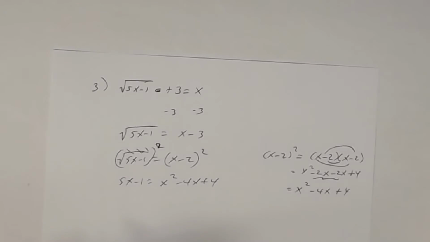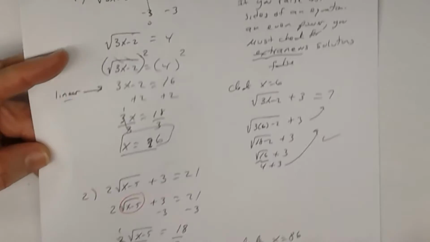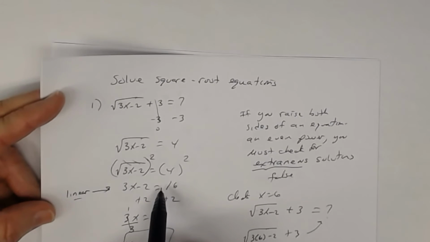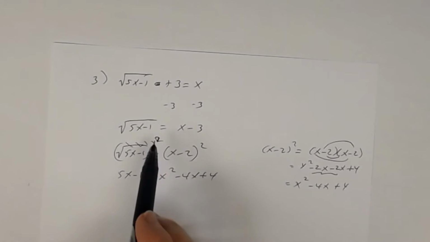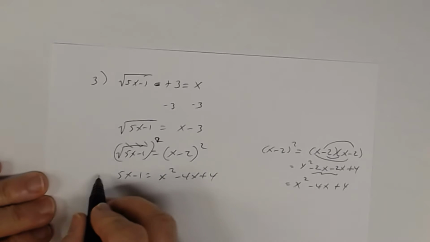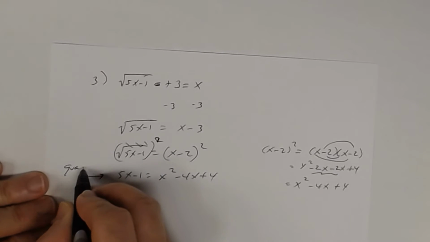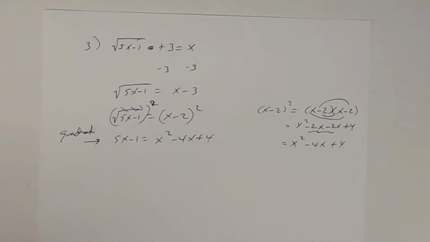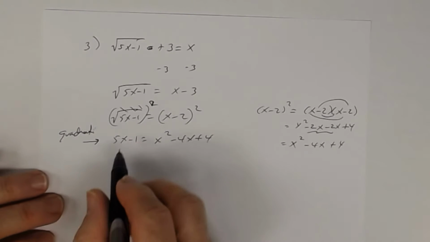So now notice here I went from a square root equation to a linear equation. Here I went from a square root equation to a quadratic equation. So this is quadratic now. And in our case, these quadratic equations are going to be factorable. So you're not going to have to use the quadratic formula for those. The ones I'll give you will be factorable.